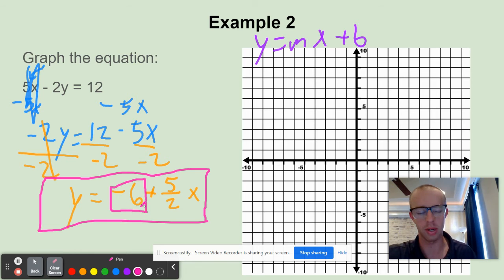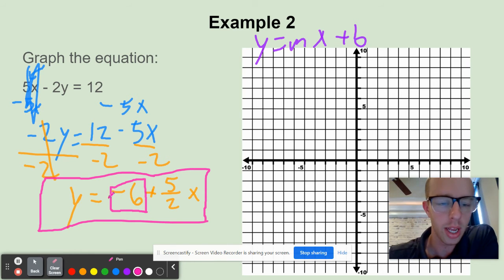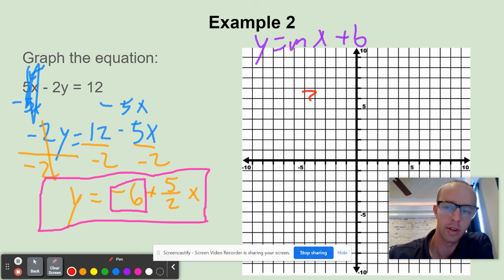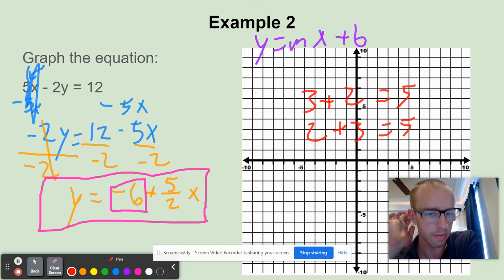All right, so I shouldn't have boxed that in there. But so y equals negative 6 plus 5 over 2x. The order of operations does not matter at all, right? Let's look at something over here for a second. It doesn't matter if I have 3 plus 2 or 2 plus 3. Both of those are 5. So the order when we're doing addition does not matter.